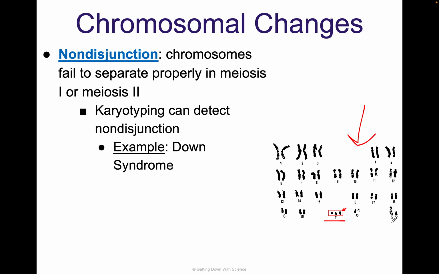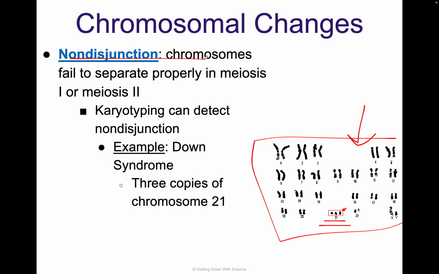An example of this is Down syndrome, and this karyotype is of an individual with Down syndrome. We call it trisomy 21 because you have 3 chromosomes in the 21 instead of having 2, and that's caused because the chromosomes didn't separate. 3 copies of chromosome 21.